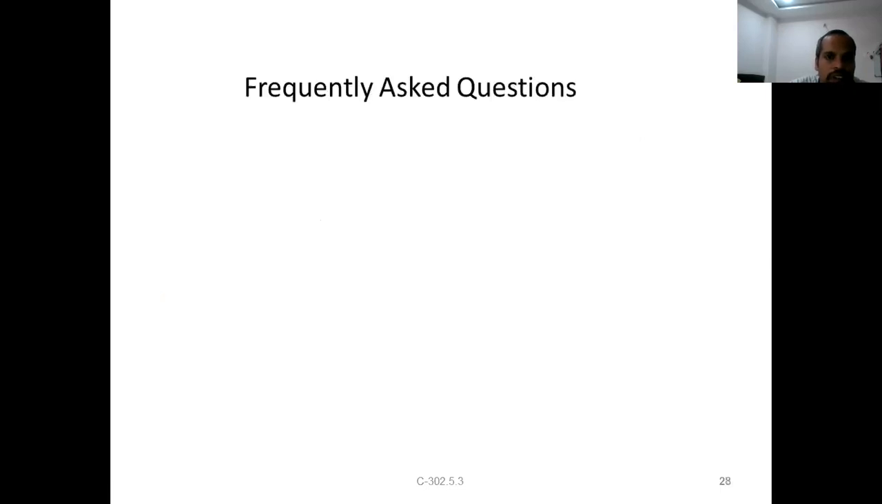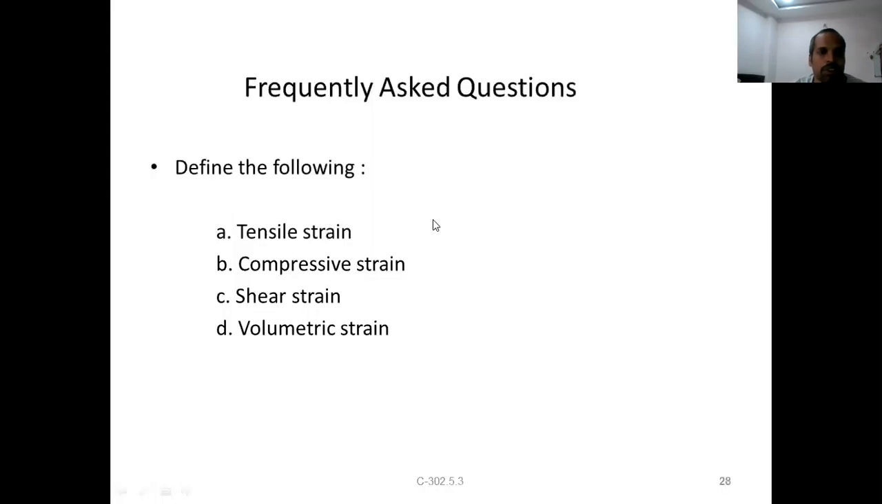Right. Now let us see some frequently asked questions. What are the questions you may get? Very simple: tensile strain, compressive strain, shear strain, and volumetric strain, the definitions of all these things. And of course, one-dimensional, though you might not have it in the syllabus. So this may be very common. These are some of the common types of questions asked in examinations.